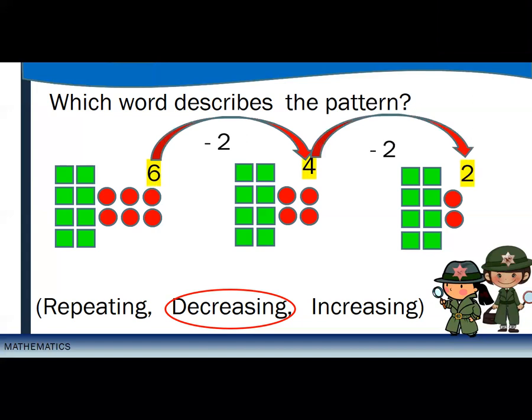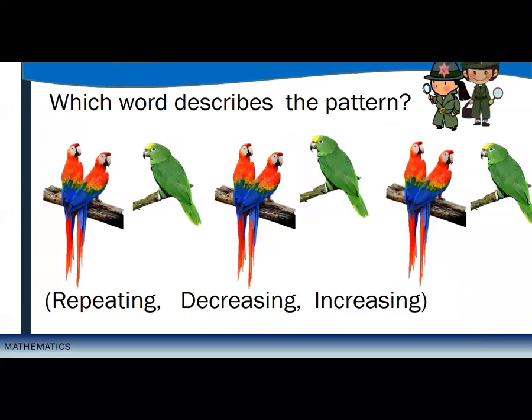There we have it. So we saw that the first pattern had 6 red circles. And when we take away 2 from 6, we got 4. So the second pattern is showing 4 red circles. And when we take away 2 from 4, we get 2. And the last pattern has 2 red circles. There we have it. Our decreasing pattern. And here is your next task.